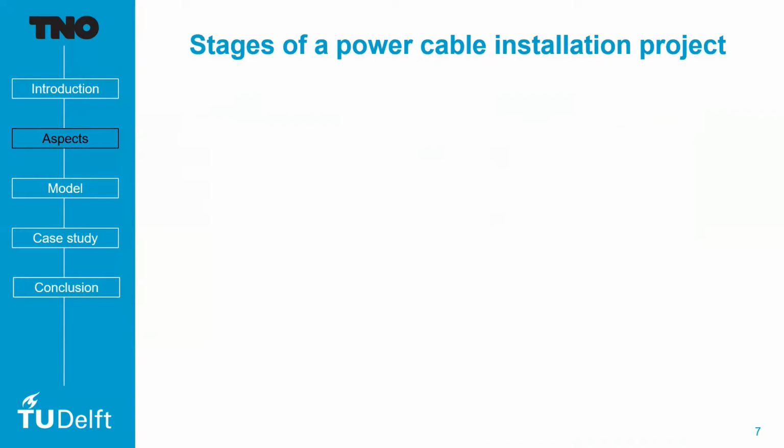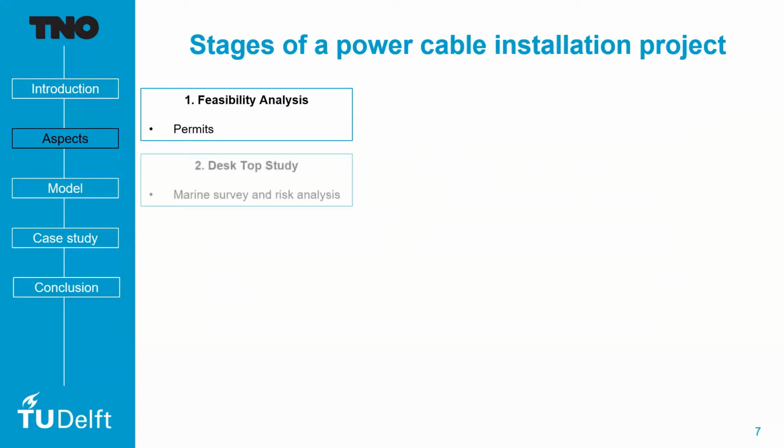What are the aspects of this project? So first and foremost, we would like to understand what are the stages involved in power cable installation. Typically, when you're laying the power cable for an offshore wind farm, first thing that happens is a feasibility analysis. So the team gathers information and secures permits for the permission to work in those land areas. So usually these are from the government.